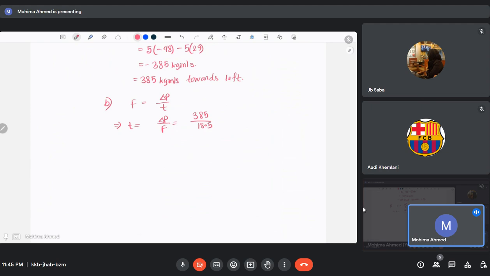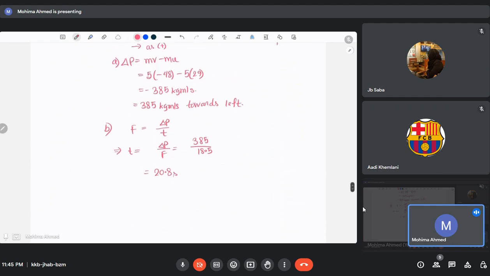There is no need to write the minus sign in front of the delta P value because it was just there to indicate the direction of the final momentum. So it is 385 divided by 18.5. You get 20.8 seconds. Saba was halfway there. She just made a mistake taking the value for initial velocity. Instead of taking 29, she took 18.5.